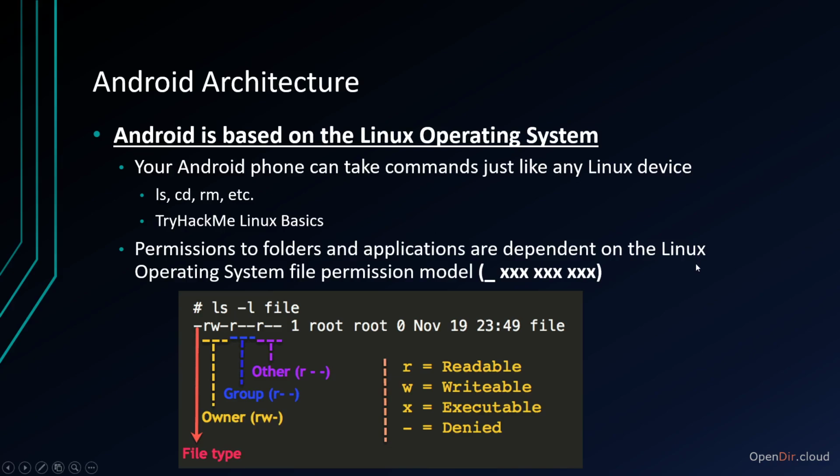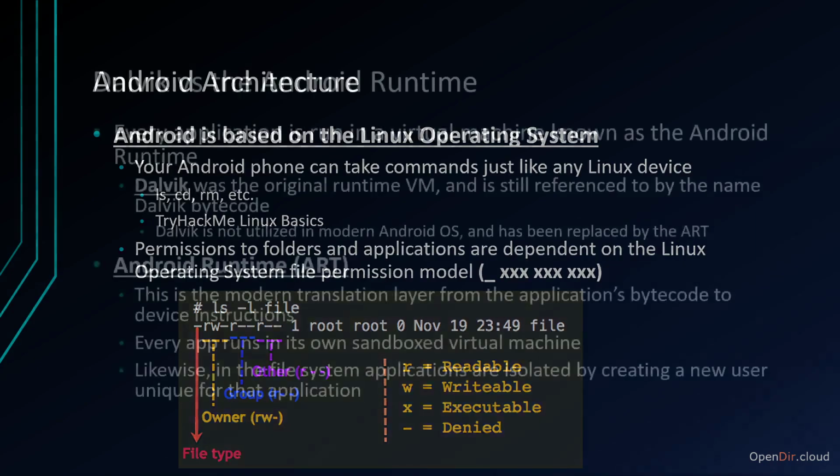The thing that's important about this is that our applications are actually going to be isolated from each other by using this file permission model. So you're going to want to keep this in mind when we talk a little more about how this actually affects the real applications on the Android phone.